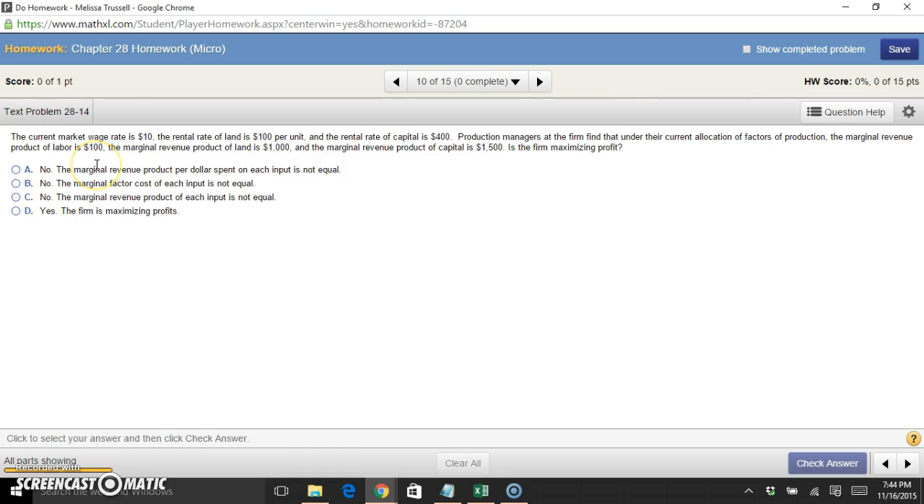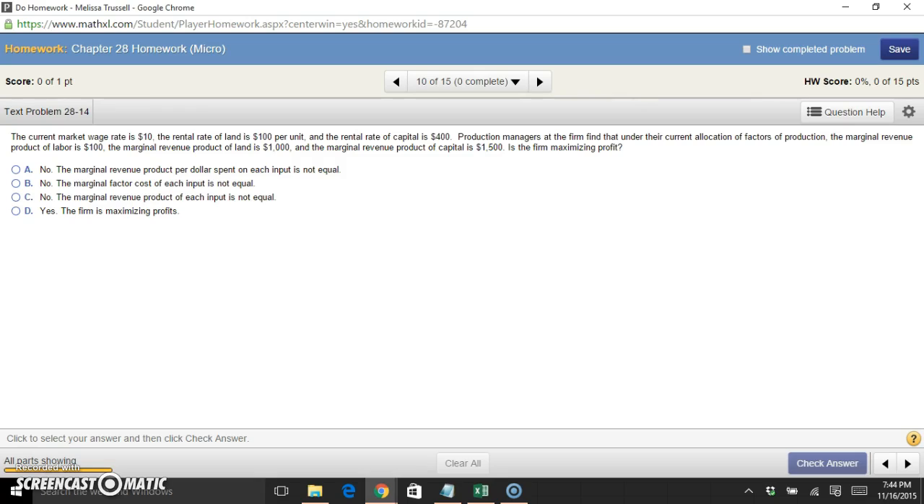But that's not one of our choices here. So we know our answer is one of the three no's, A, B, or C. Our choices are: no, because the marginal revenue product per dollar spent on each input is not equal; no, because the marginal factor cost of each input is not equal; and no, because the marginal revenue product of each input is not equal. None of those explanations fit that particular profit maximization rule.